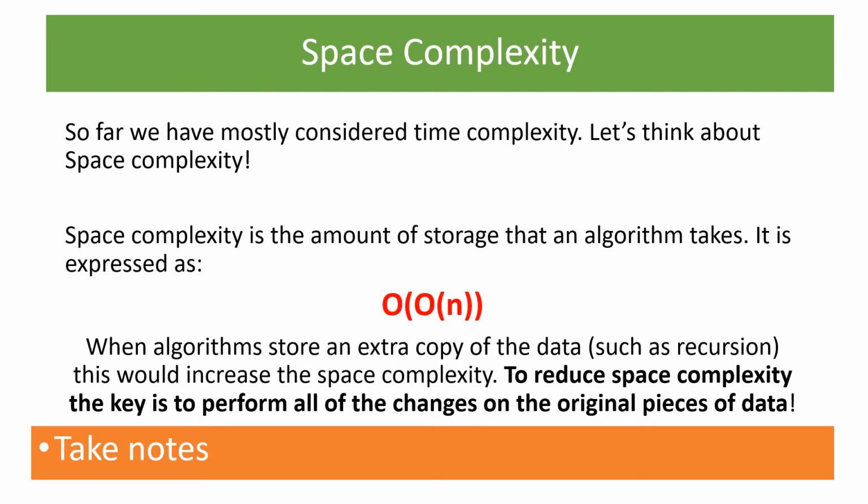So far we've considered time complexity, but we also need to think about space complexity. This is the amount of storage that an algorithm actually takes on a computer. It is often represented in the following way. O(n). Think about recursion. When the computer is calling itself, it's making an extra copy of the code and the data. This would increase the space complexity. So to reduce our space complexity, the key is to perform all the changes on the original piece of data.